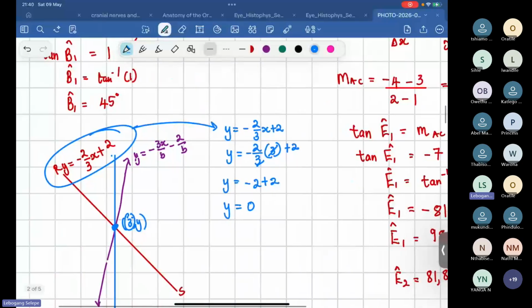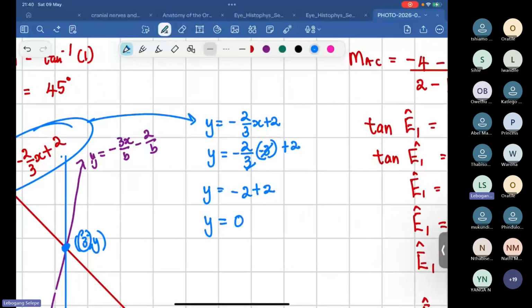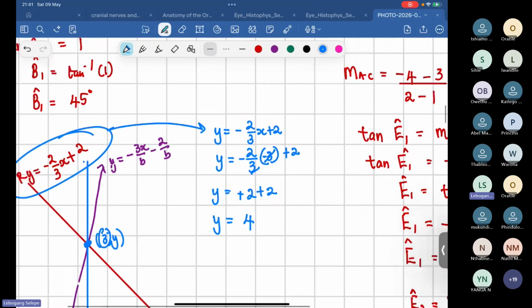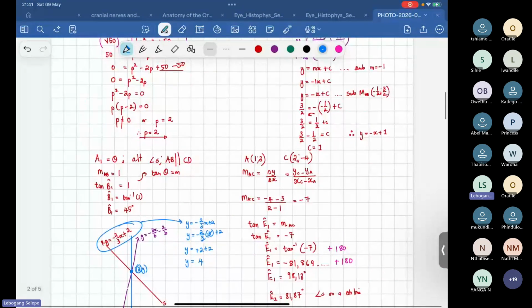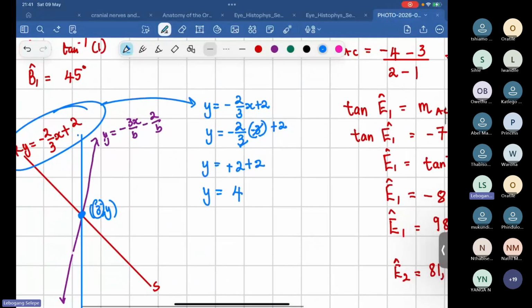It's not positive 3. So this is going to be rather a positive 2, and this is going to change to a 4. Thank you so much. So x is not positive 3. It's negative 3 right here. So the whole thing changes. So x is equal to negative 3, not 3. And then same method, you substitute the negative 3, and you're going to get a positive 2 plus 2, which is 4.